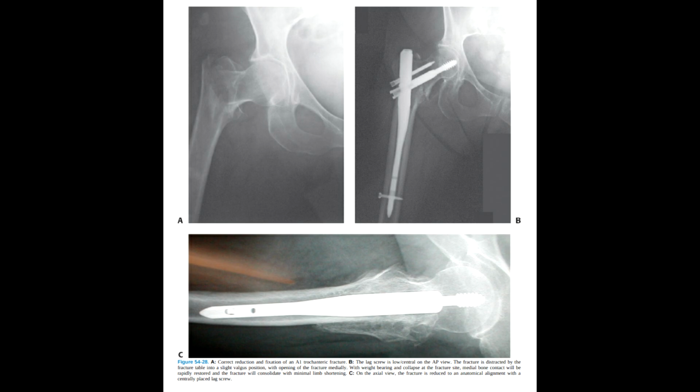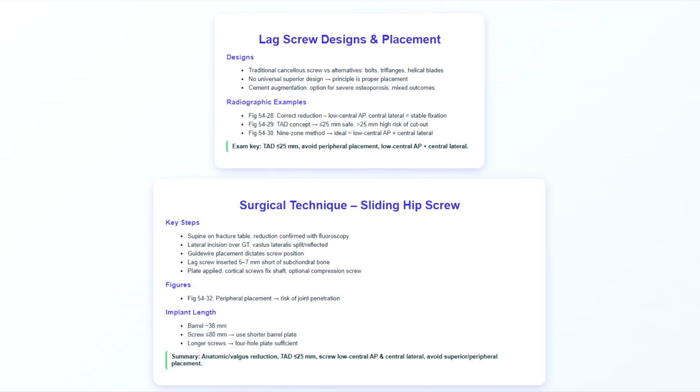You can also notice that the fracture has been distracted slightly into valgus, opening medially. With weight bearing, medial bone contact will be restored and the fracture will consolidate with minimal limb shortening. Finally, in part C, the axial view confirms that the fracture is reduced anatomically, with the screw placed centrally. For exams, always remember, low central on AP, central on lateral. Peripheral placement must be avoided.